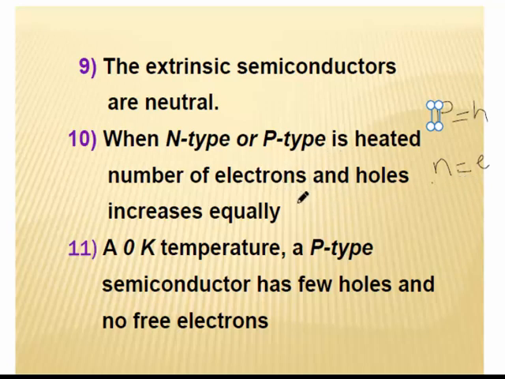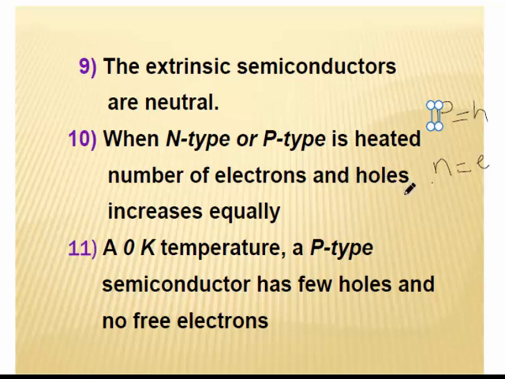When N type or P type are heated, the number of electrons and holes increases equally, because due to increase of heat or temperature, the electrons break the bonds, thereby creating holes. One electron breaks the bond, makes one hole. 10 electrons break the bond, 10 holes. 100 electrons break the bond, 100 holes. That's why the number of electrons and holes increases equally, in either N type or P type, due to heating, not due to doping.